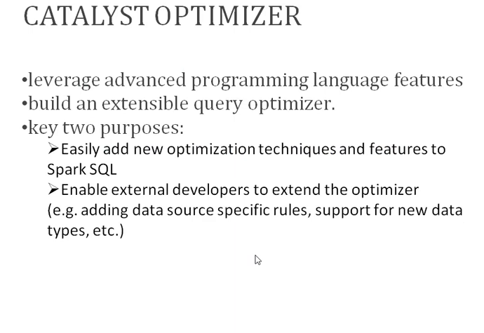So this optimizer, which has advanced programming language features, has key purposes for doing this. They can add new optimization techniques to SparkSQL. They can enable external developers to extend the optimizer, for example, add additional data source rules or support a new data type, so they can extend the current optimizer.